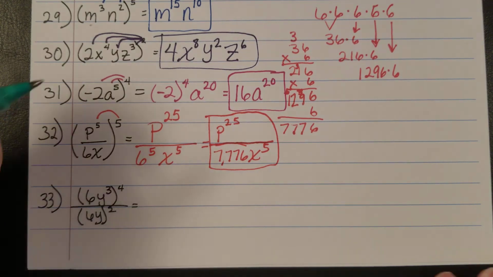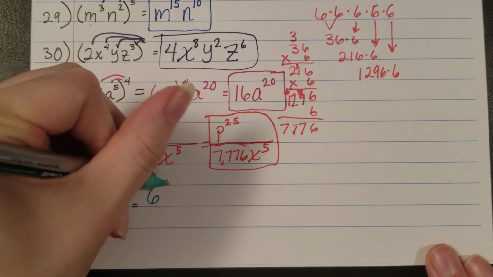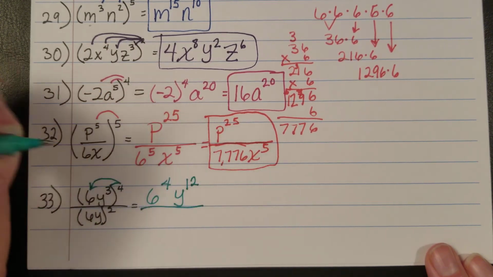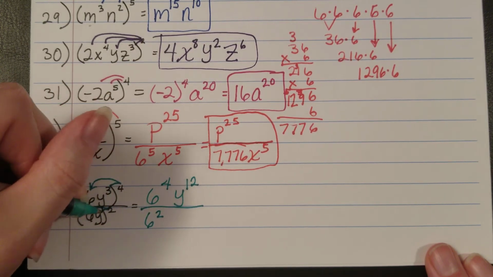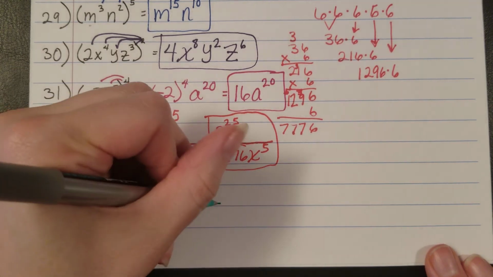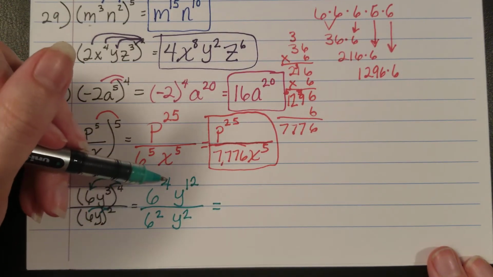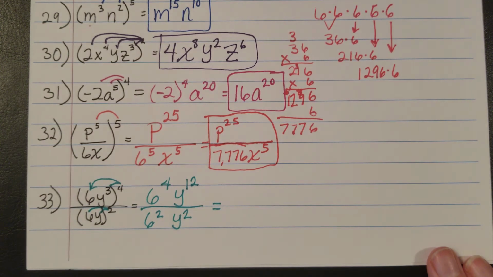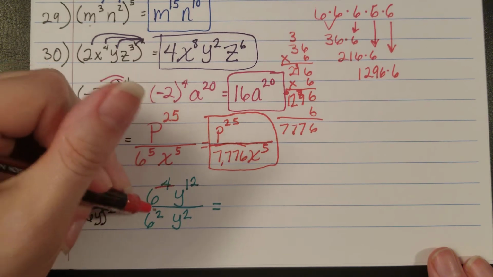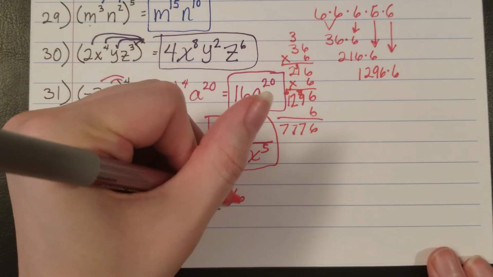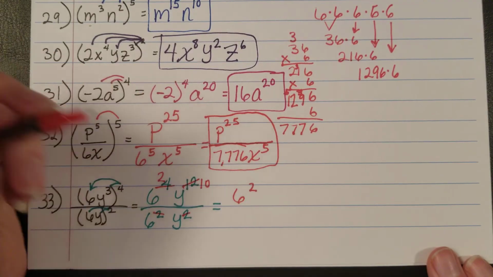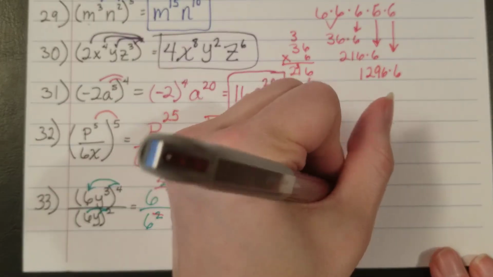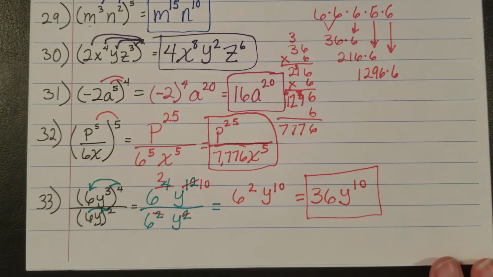Number 33. So I have 6 to the power of 4. And then 3 times 4 is 12. So that'll be y to the power of 12 over 6 squared y squared. I could multiply out 6 to the 4th and then multiply out 6 squared and then divide them. But let's make it a lot easier. 4 minus 2 is 2, so that would be 6 squared. And then 12 minus 2 is 10, so that would be y to the 10. Now I know that 6 squared is 36. So 36 y to the 10 is my answer.